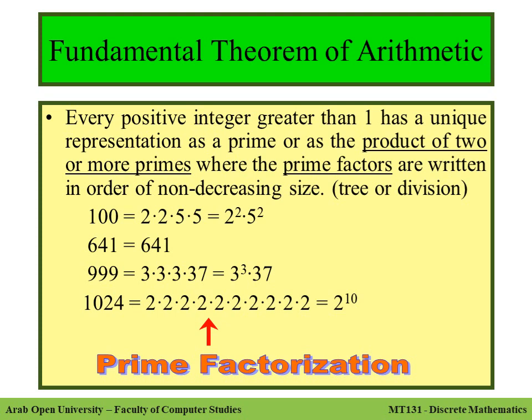641 happens to be a prime, so there's only one way to write it: as itself, 641. 999 can be written as 3 times 3 times 3 times 37. So this is 3 cubed times 37. 37 is a prime. The number 1024 has only one prime factor, but it's repeated 10 times, 2 multiplied by itself 10 times. So the prime factorization for it is 2 to the 10.